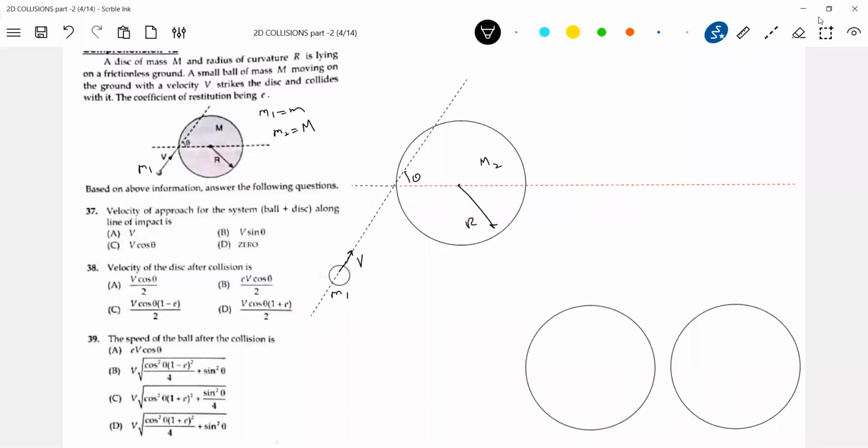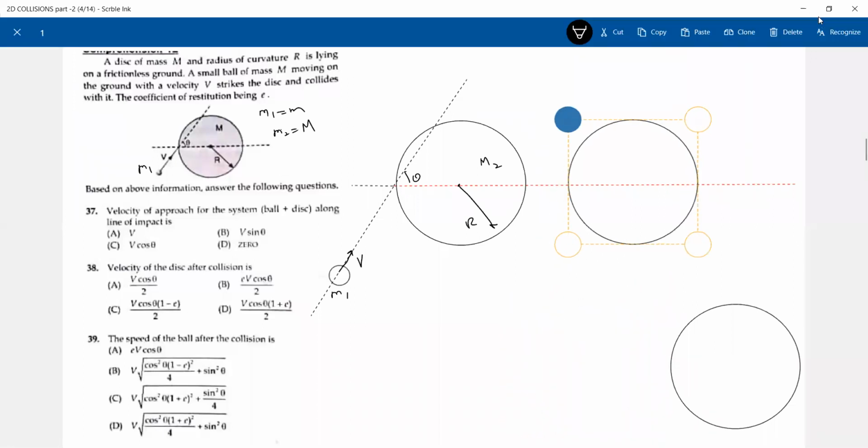Okay, let's get into the question. It'll come and collide. So when it collides, what conditions will arise? First, masses are the same, right? A disk of mass m, a small ball of mass m, moving on a ground, collides with the coefficient of restitution being e. Masses are given the same.